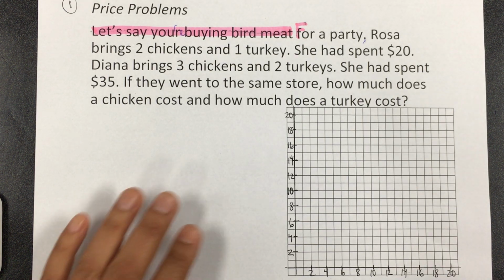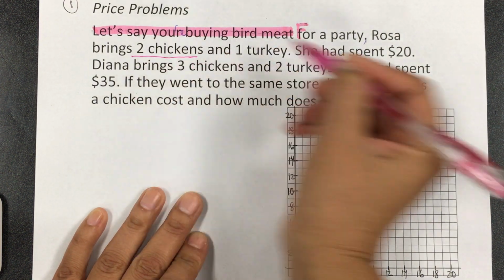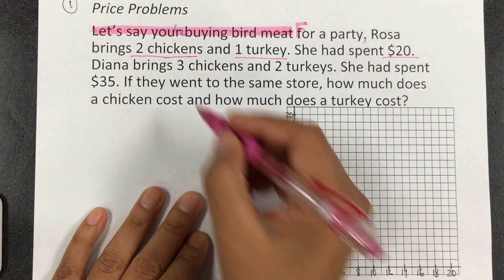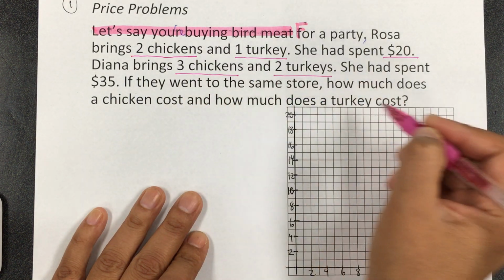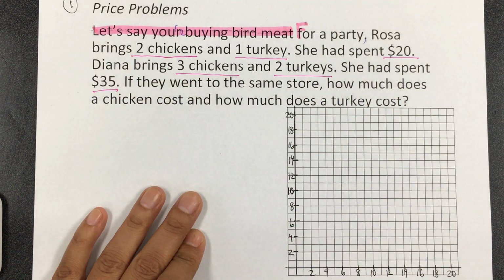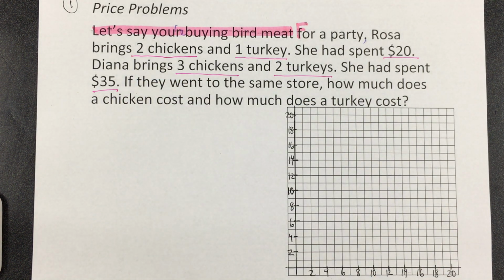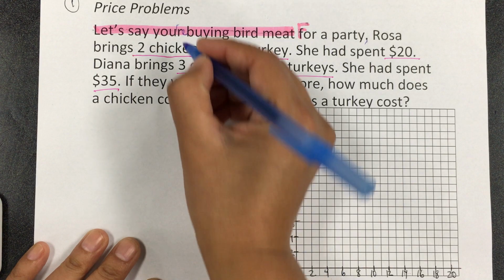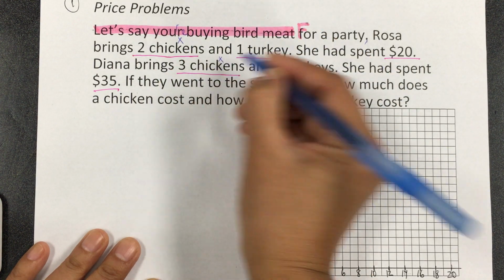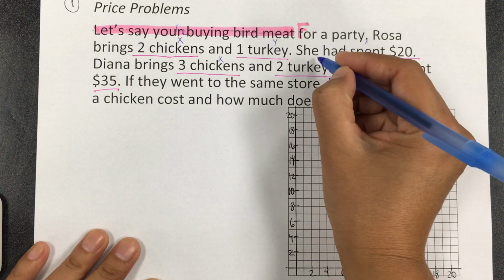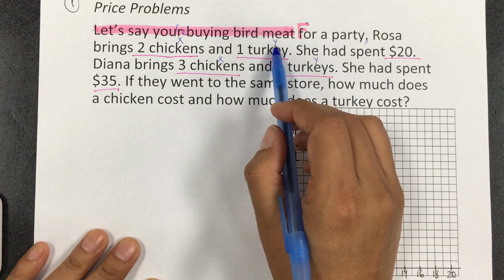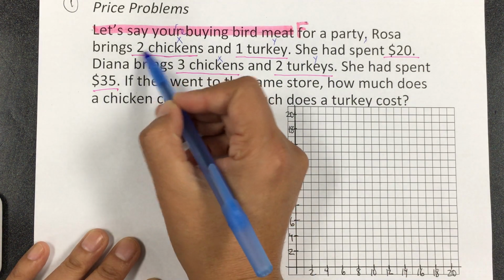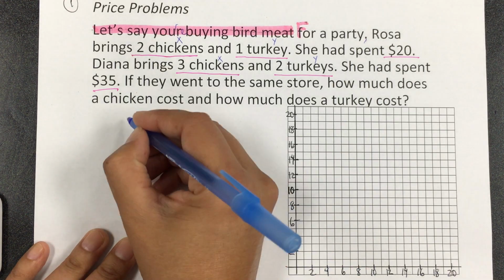So Rosa buys 2 chickens and 1 turkey and spends $20. Diana buys 3 chickens, 2 turkeys and spends $35. Okay, so those are going to be the information for our 2 equations. So for Rosa, I'm just going to put X for chickens and Y for turkeys, which is not really turkeys, but the price of each turkey, the price of each chicken, because we already know that the 2 is the one that represents the number of chickens.